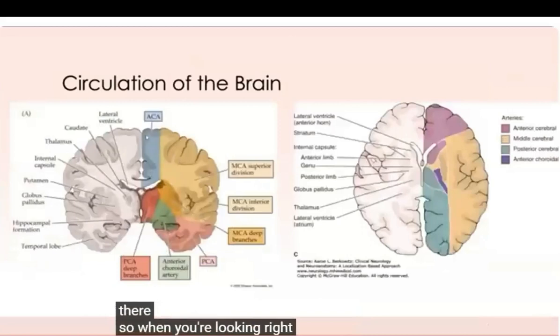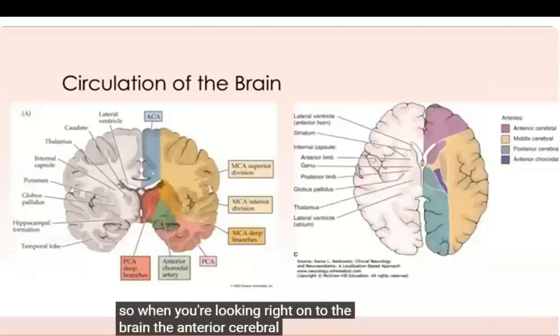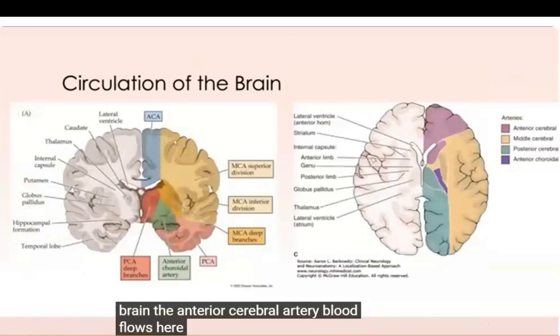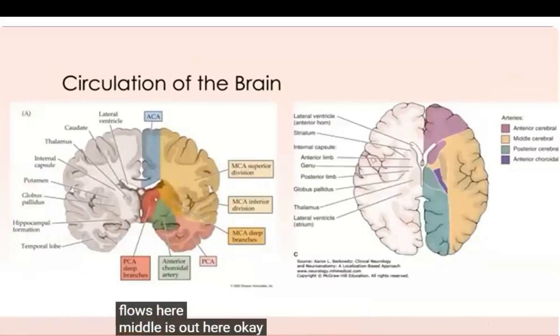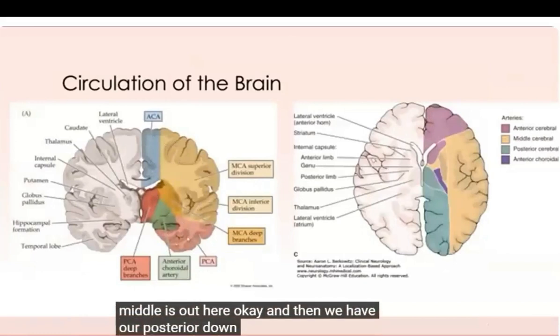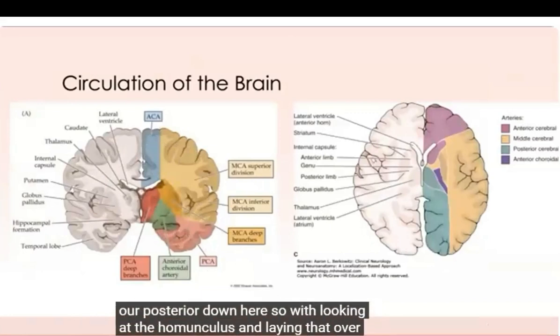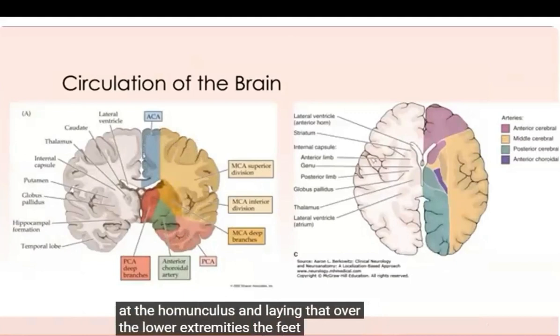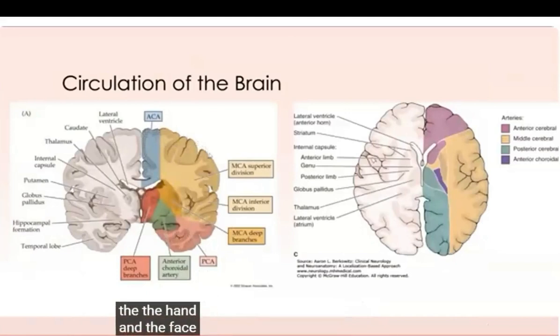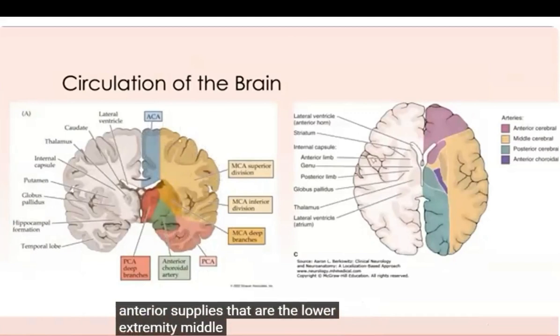So when you're looking right onto the brain, the anterior cerebral artery blood flows here, middle's out here, and then we have our posterior down here. So looking at the homunculus and laying that over, the lower extremity, the feet, the genitalia, is right here. The hand and the face are out here. That's why anterior supplies the lower extremity, and middle is going to be more the upper extremity and the face.